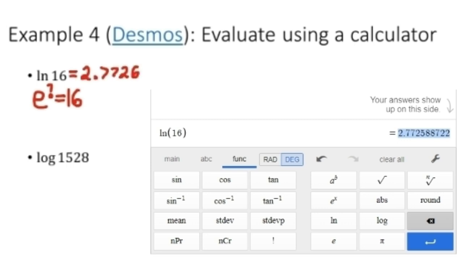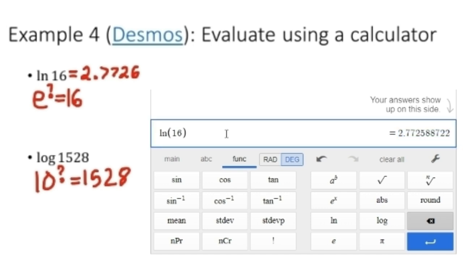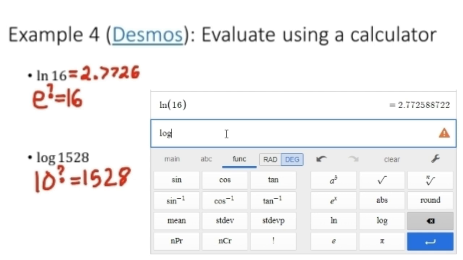Next, we'll look at log of 1,528. Because this is the common log, no base is written. We're trying to figure out 10 to what power is 1,528. Well, just like in the previous example, no power comes to mind right away. So going into Desmos, we can type in log or hit the log button and then enter our input. And we get 3.1841 after rounding to 4 decimal places.